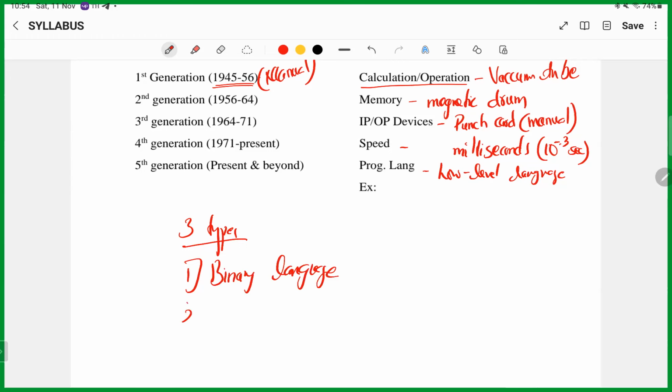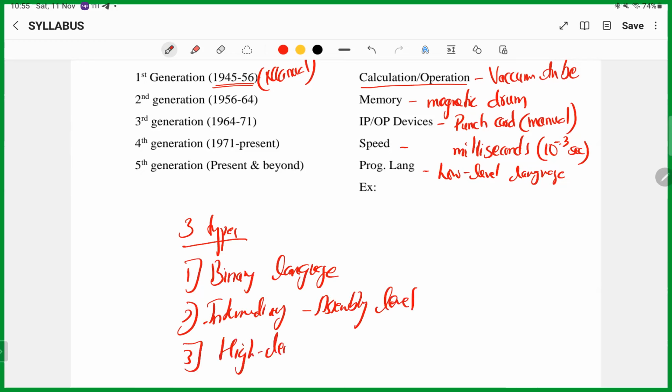The other one is intermediary, or what we call assembly level. The third one is the kind of language that we use now, high-level language, in Java, C++, etc. The languages we use like this, we call high-level language. Binary language is also called low-level language.